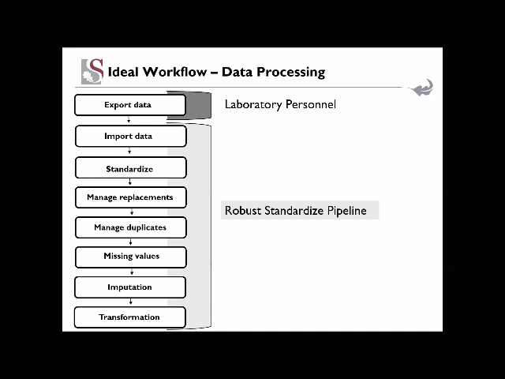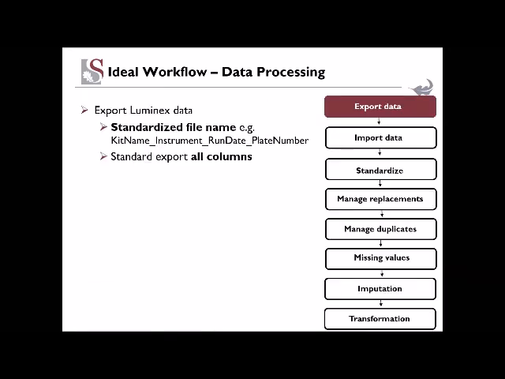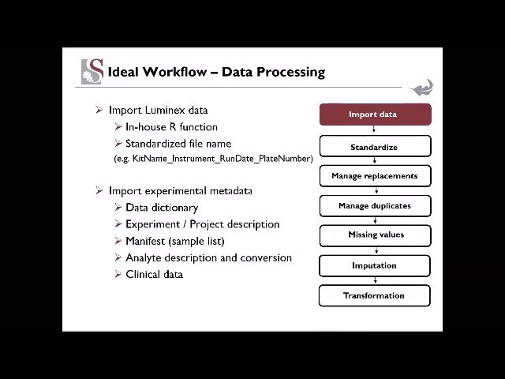The ideal workflow for the data pre-processing is as follows. The Luminex data is exported by the laboratory personnel, and then the following processing steps are included in the robust standardized pipeline. The Luminex data is exported using a standardized file name, including all of the columns, and in a CSV file format. Then the data is imported into R using an in-house R function and the standardized file names, as well as experimental metadata such as the clinical data.